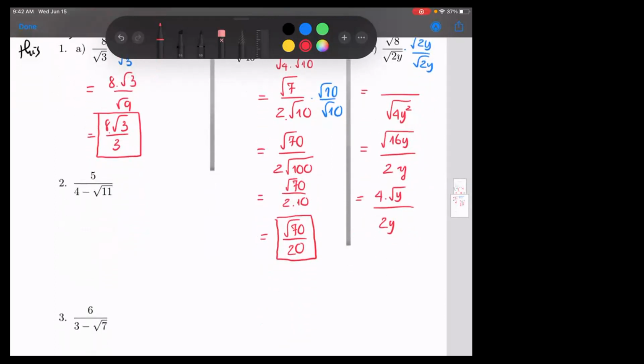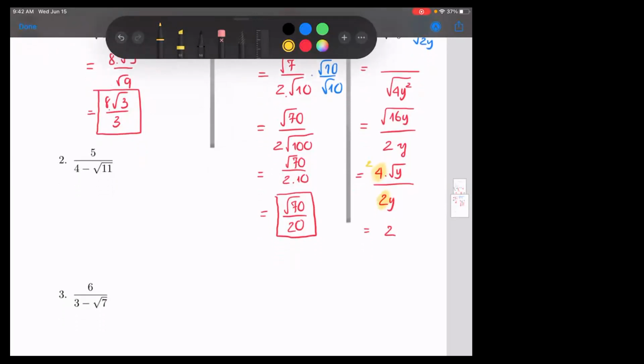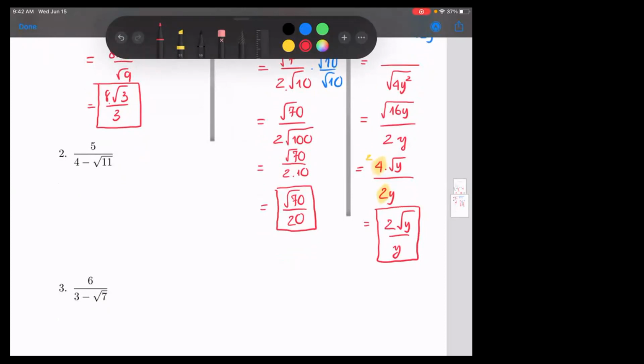4 divided by 2 is 2. You can simplify further, 4 over 2. Okay, 2 here. So 2 root y over y. And do not simplify the root y and the y. Otherwise, you go back to the beginning, right? So far, so good.